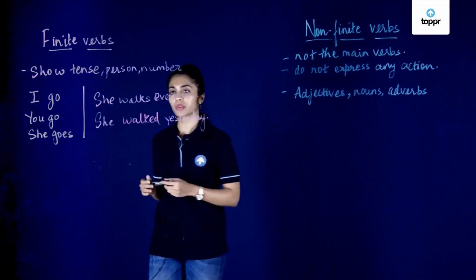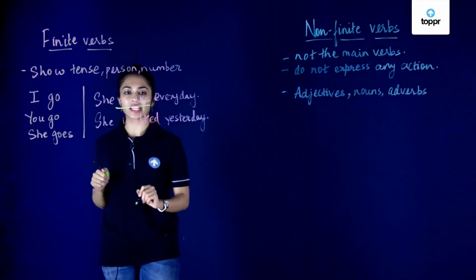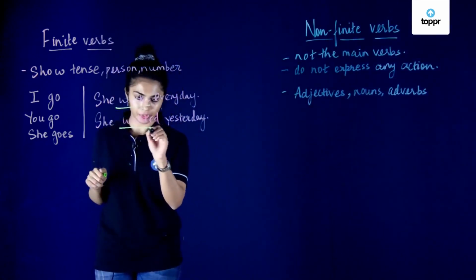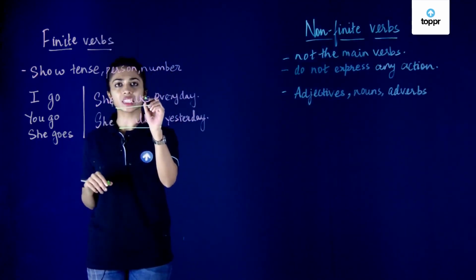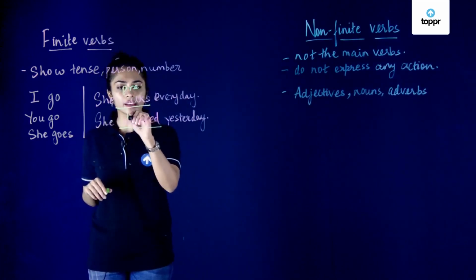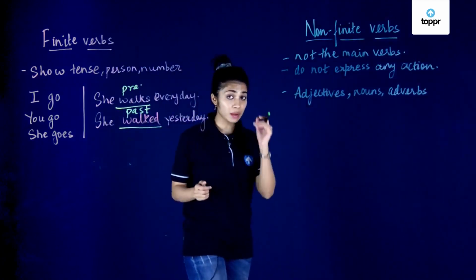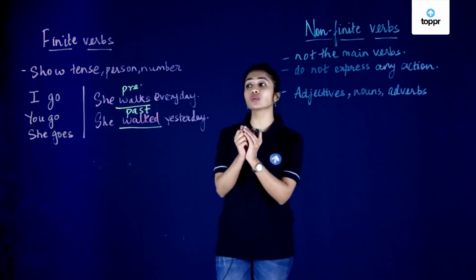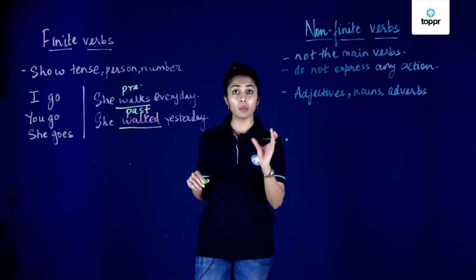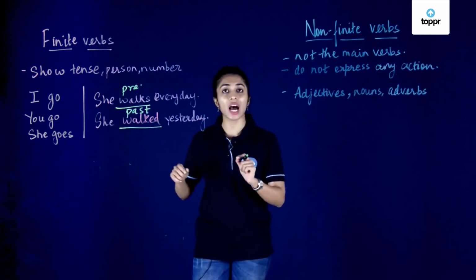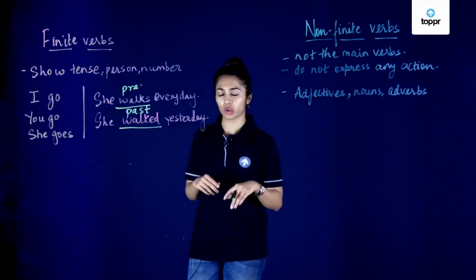She walks every day. Here our verb is walks. Let's take a look at the second example. She walked yesterday. Here see how the verb walk changes in the present tense and in the past tense. So when I say she walks every day, it is in the present tense and therefore I use the verb walks. But when I want to use the same verb walk in the past tense, I use it as walked. So it changes form with the tense I am talking about.